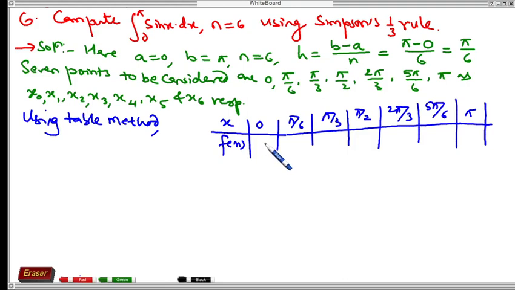Sine 0 is 0, no doubt, and sine pi by 6 is 30 degrees equal 0.5, and sine 60 is 0.86, and sine 90 is 1, and sine 120, I think this is also like 60, 0.86. 5 pi by 6 is 30, in second quadrant sine is positive, that's why 0.5, and sine pi is 0.